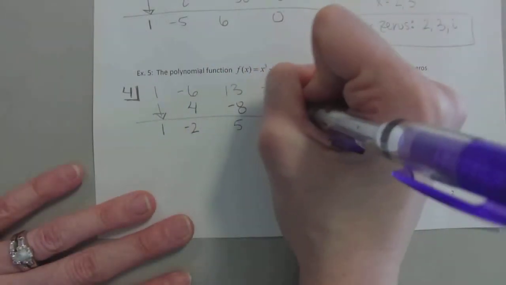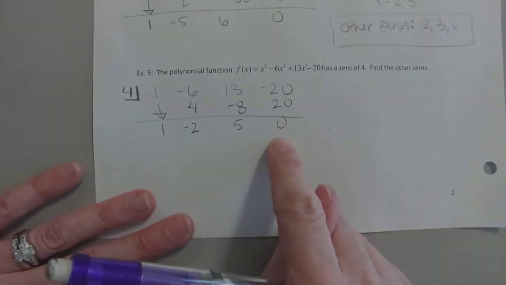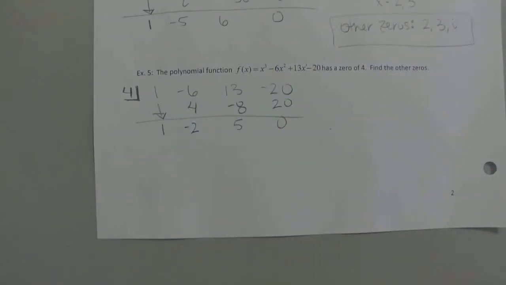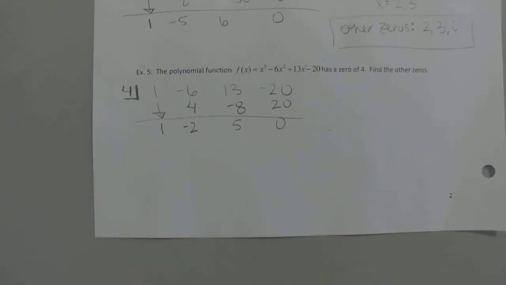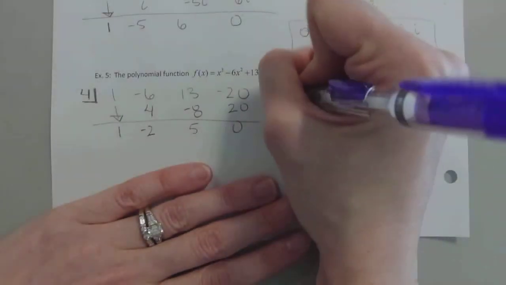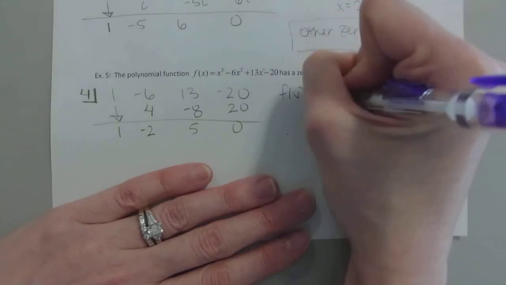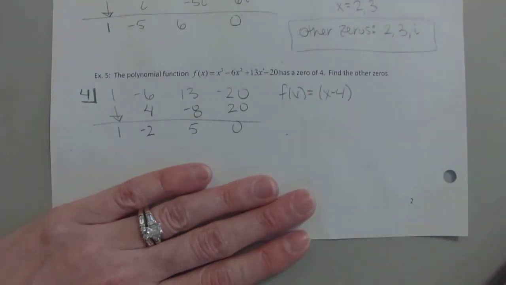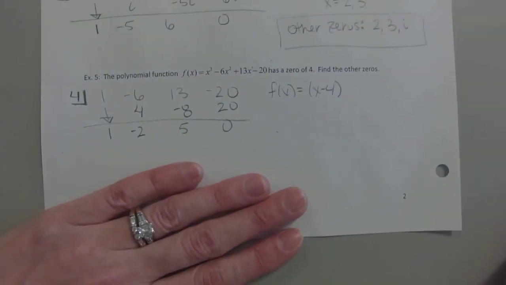Bring down the 1. 1 times 4 is 4. -6 plus 4 is -2. 4 times -2 is -8. 13 plus -8 is 5. And 5 times 4 is 20. And again, that should always happen, right? It's a 0. So if you do it and you get a remainder, you're like, crap, I did something wrong. Know that this will not be right, okay?